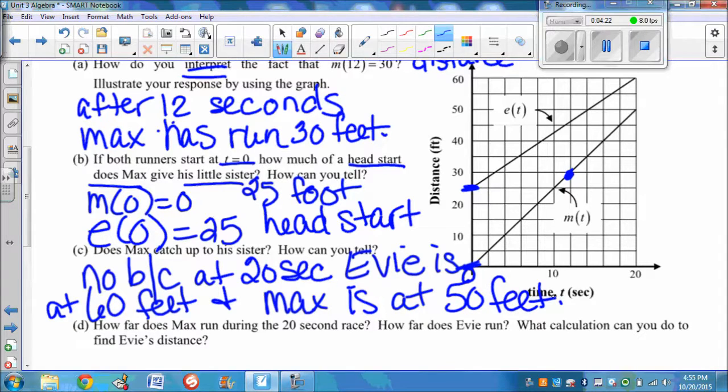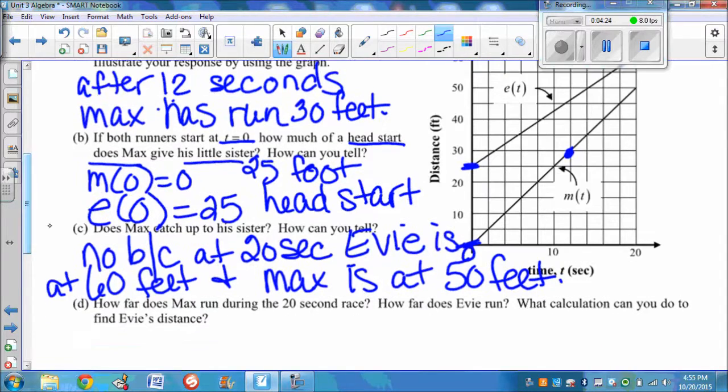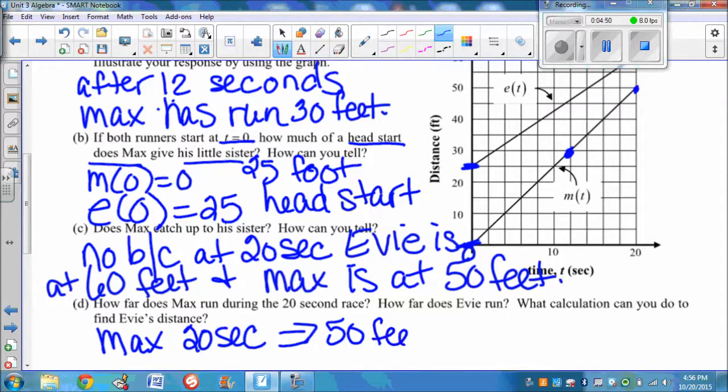Now, the next question says, how far does Max run during the 20-second race? Okay, so let's answer that question. After 20 seconds, Max has run 50 feet. So Max, after 20 seconds, he has run 50 feet.